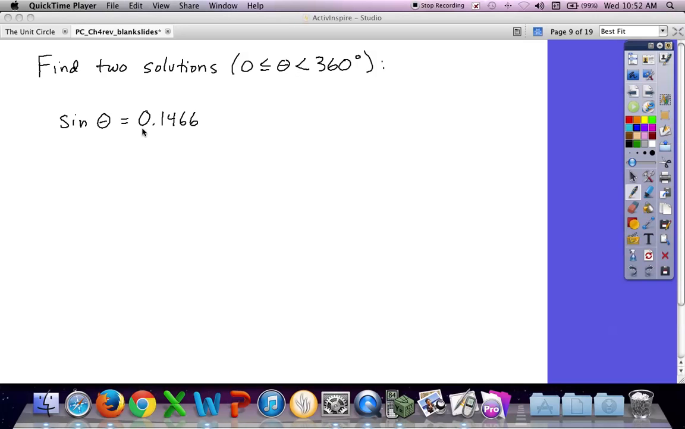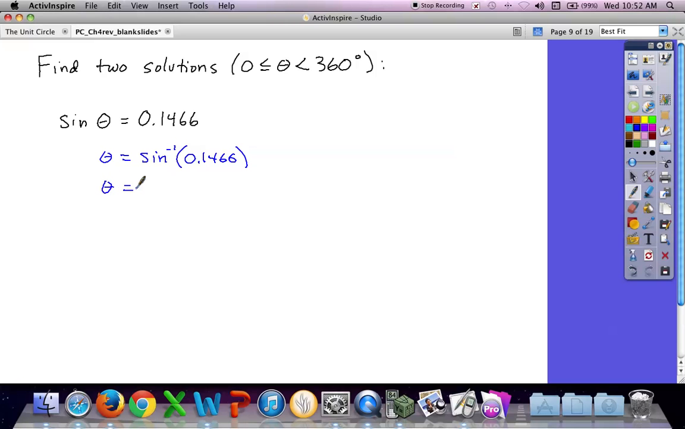In this case, sine's positive. Which quadrant is this answer going to be in? It's got to be in the first quadrant, right? We know that because it's positive, and we only get answers in first or fourth quadrant. So theta equals sine inverse of 0.1466. Theta equals, somebody give it to me, 8.43? Okay, 8.43 degrees.